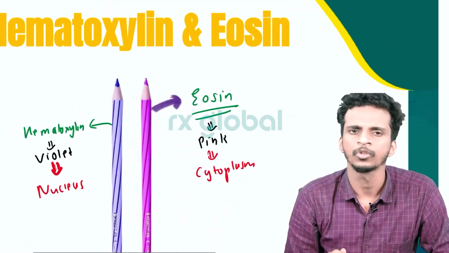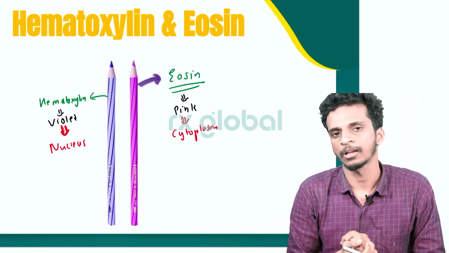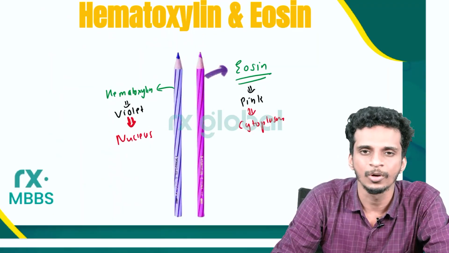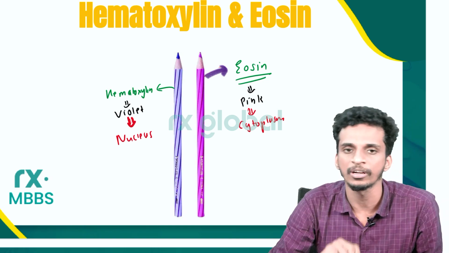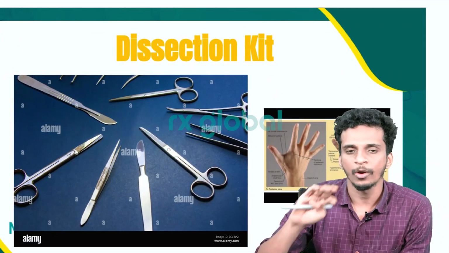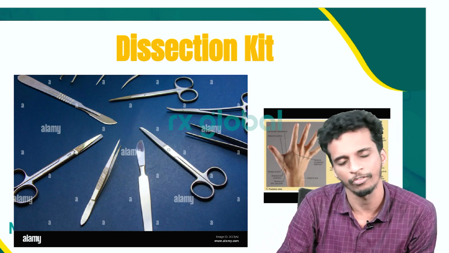I hope it's clear. So this is what we learn in histology lab. These are the two pencils you have to buy before your histology lab. So that's about histology, and that's how we use the hematoxylin and eosin pencils to draw our records. Now I'll show you the dissection kit. Along with hematoxylin and eosin, you are also going to buy a dissection kit on your first day itself.